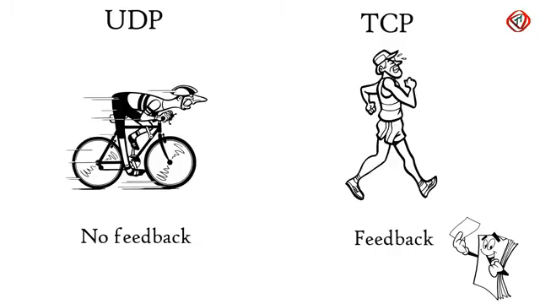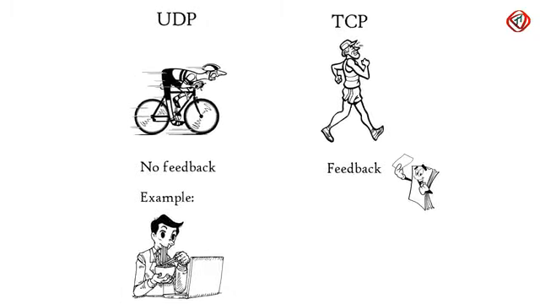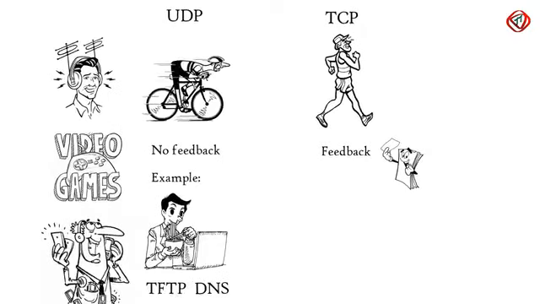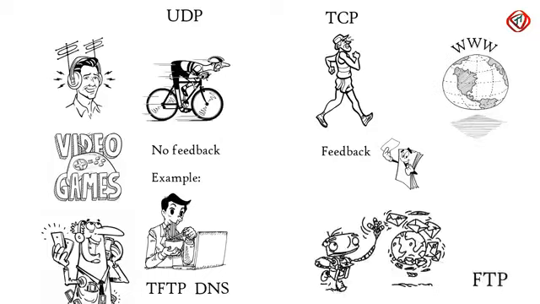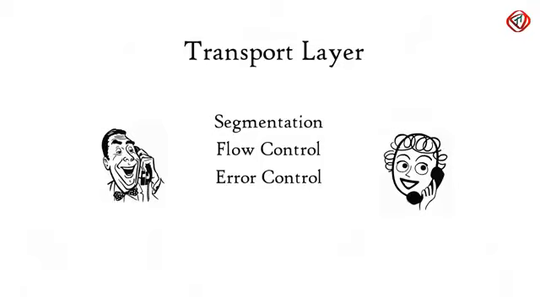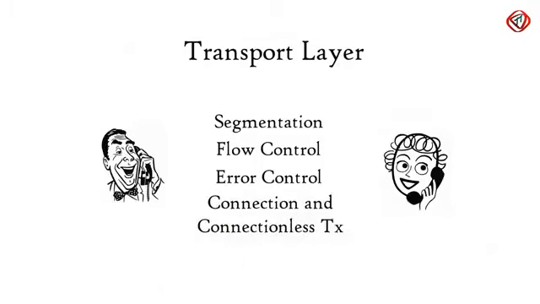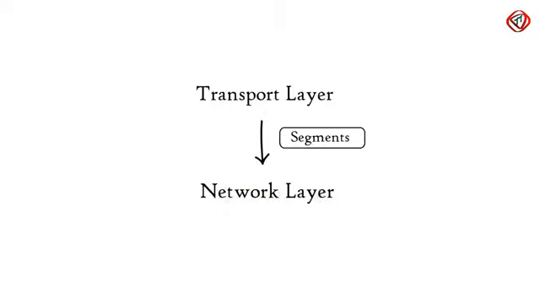UDP is used where it does not matter whether we have received all data. For example, online streaming movies, songs, games, voice over IP, TFTP, DNS, etc. On the other hand, TCP is used where full data delivery is a must. For example, World Wide Web, email, FTP, etc. So, transport layer is involved in segmentation, flow control, error control, connection-oriented and connectionless transmission. Transport layer passes data segments to the network layer.